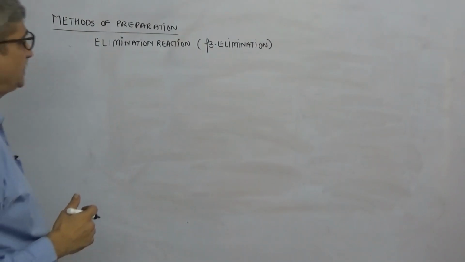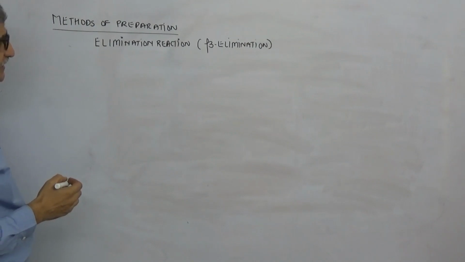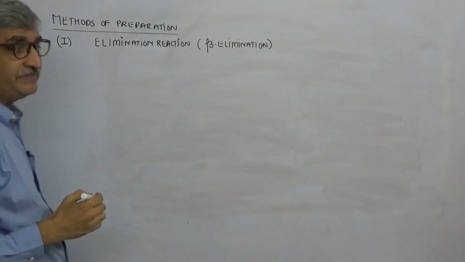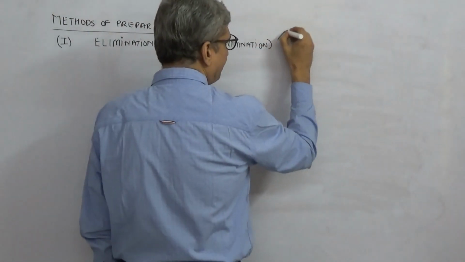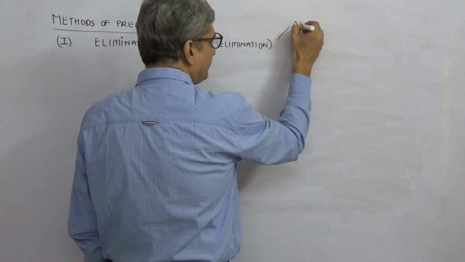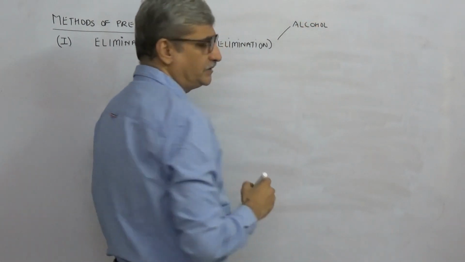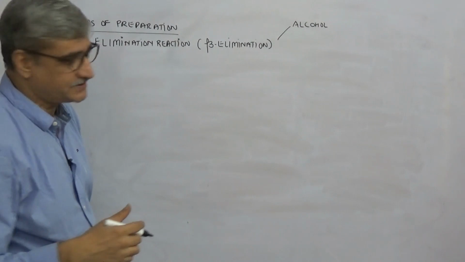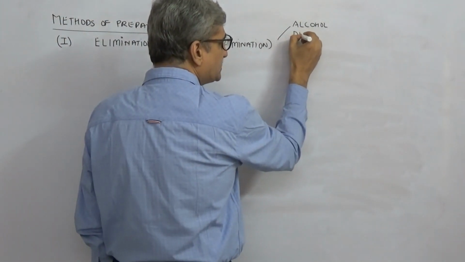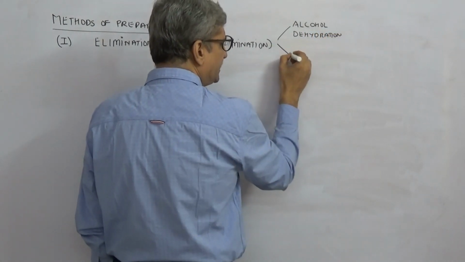We are talking about methods of preparation of alkene. The first method of preparation of alkene is by elimination reaction. Elimination reaction has two aspects. It's also called beta elimination. You can eliminate from alcohol. What can you eliminate from alcohol? You can eliminate one H and one OH. Then that reaction is called dehydration.